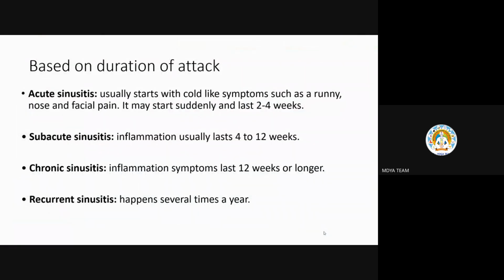Then we have subacute sinusitis. That is inflammation that usually lasts for 4 to 12 weeks. The main thing to learn is these timings. In acute, 2 to 4 weeks; in subacute, 4 to 12 weeks; in chronic sinusitis it will last for 12 weeks or longer. This is too long. And recurrent sinusitis, with the name itself we can understand it is reoccurring again and again. It happens several times a year. It can reoccur again and again.